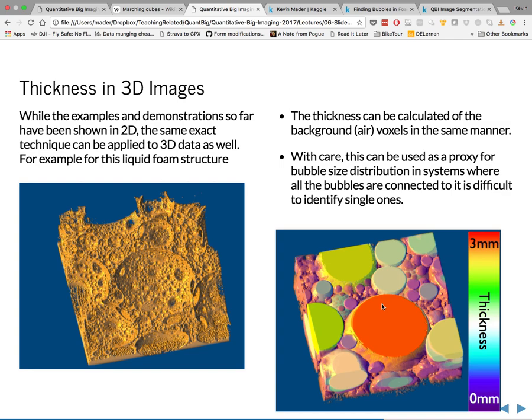And so if you were interested here in the size distribution of the bubbles, you actually don't have to label all of the bubbles uniquely in order to come up with that size distribution. You can calculate that directly from the thickness map. And so that's where you can take shortcuts or avoid doing complicated steps that aren't necessary if you know what your goals are and have the right tools available to you.